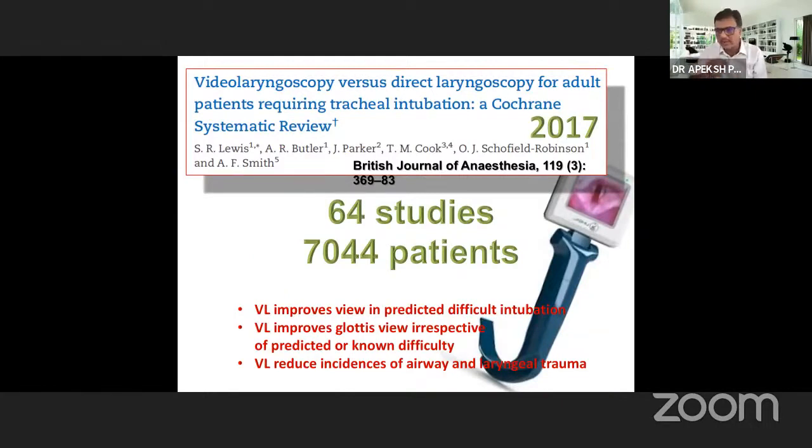And if you look at this systematic Cochrane review from 6 years back, with 64 studies and inclusion of more than 7044 patients, the conclusion was that VL improves the view in predicted difficult intubation compared to direct laryngoscopy. VL improves the glottic view irrespective of predicted or known difficulty. It reduces the incidence of airway and laryngeal trauma.